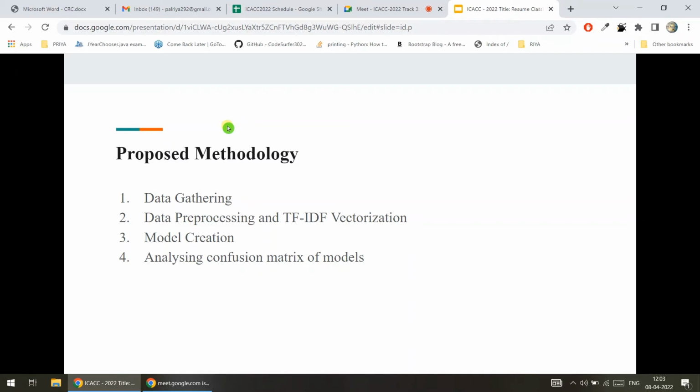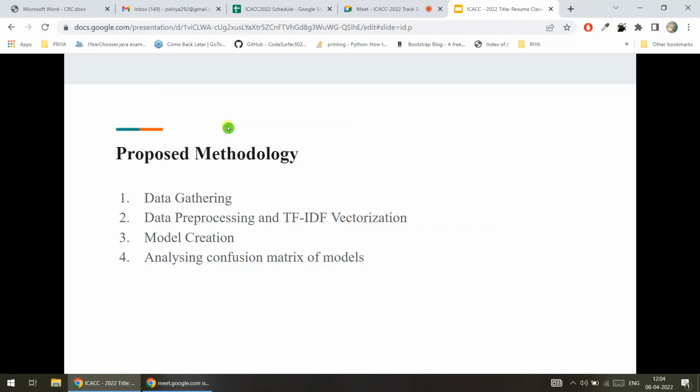So we have gathered data from Kaggle.com, Indeed.com, and Glassdoor.com and prepared a dataset containing 10,000 rows, having skills and job profiles for those skills. And then we have processed the data, as in we have removed the stop words, made the text lowercase, and performed stemming and lemmatization, and then applied TF-IDF vectorization to find out which words have the most relevance.